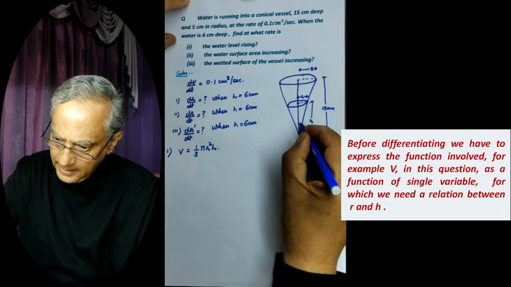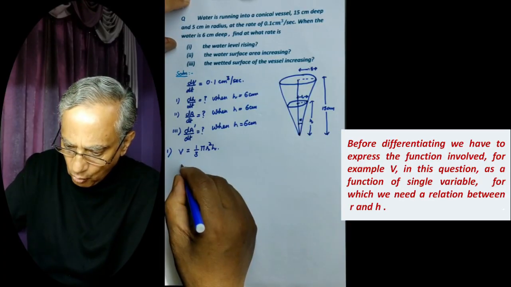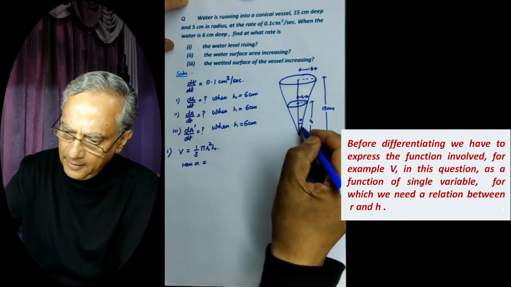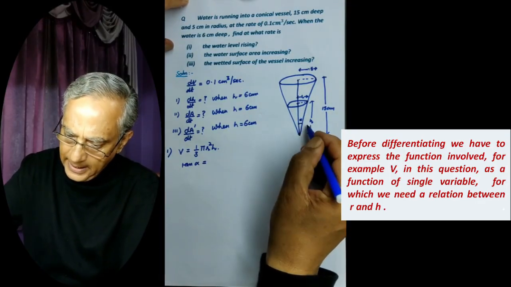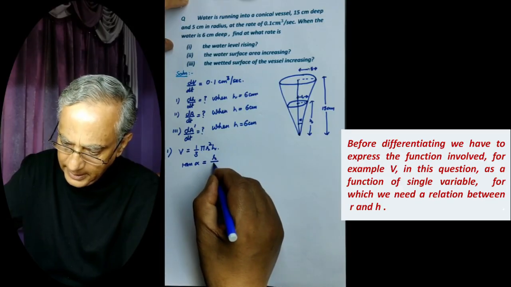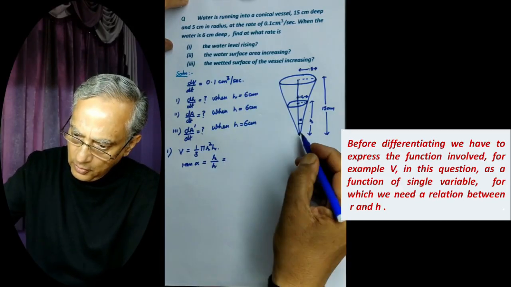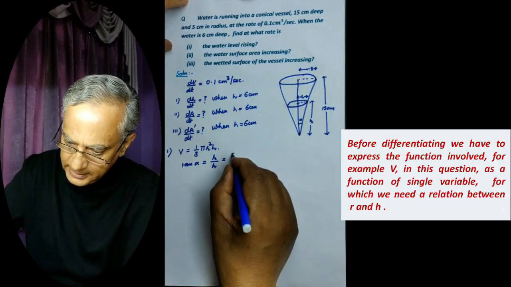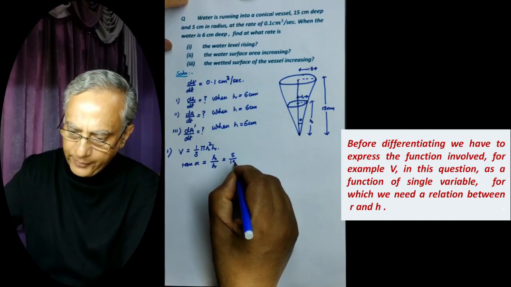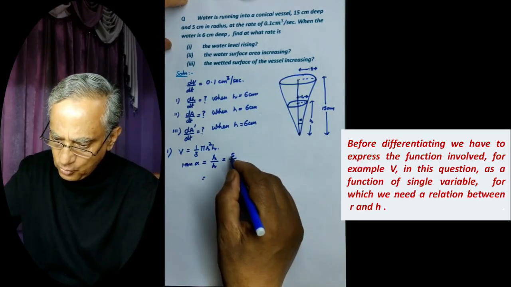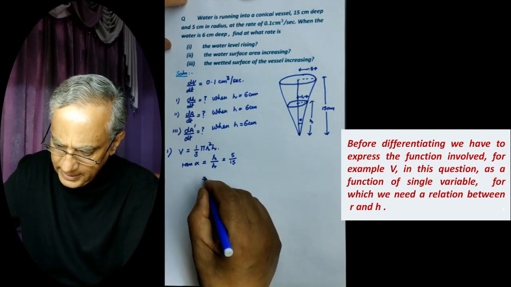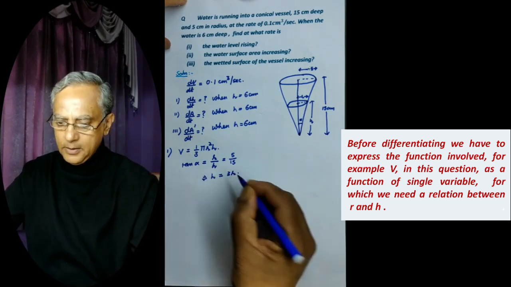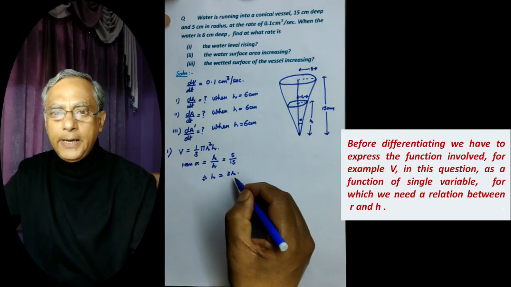Let this angle be alpha. Then tangent of alpha is r by h, and from this triangle, this is equal to 5 by 15. So we have this is 1 by 3. So we have h is equal to 3 r. We get the relation h is equal to 3 r.